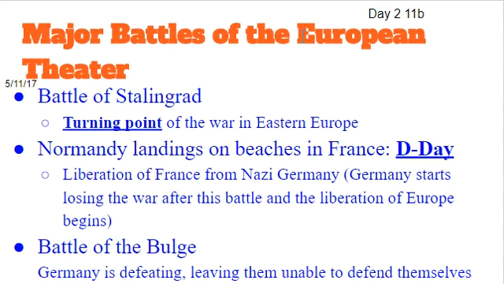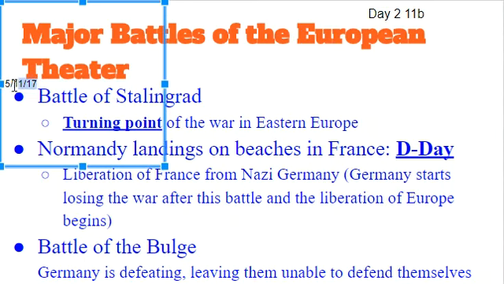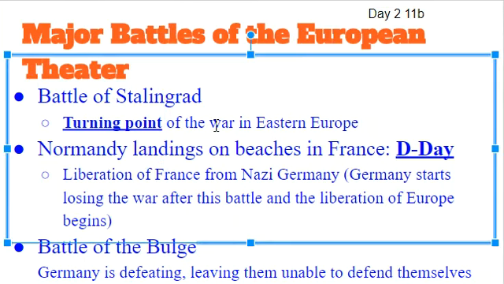And here are some of the major battles of the European theater. The first major battle is the Battle of Stalingrad. And this is known as the turning point of the war in Eastern Europe. The Soviet Union wins this war, and all these wars that we go over, the Allies win all of them. The Axis lose all these wars. But this was a turning point because the Soviet Union starts pushing Germany out.